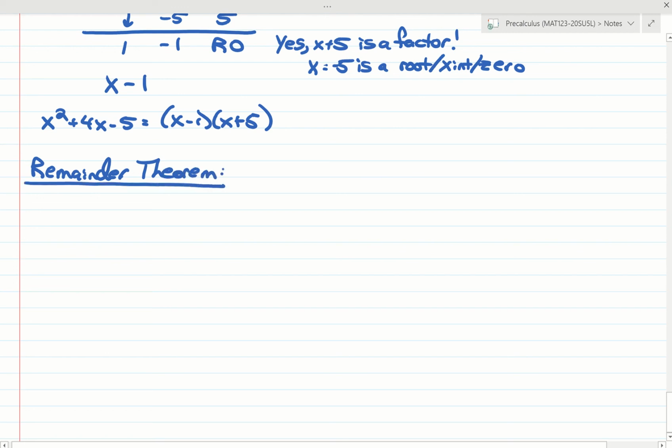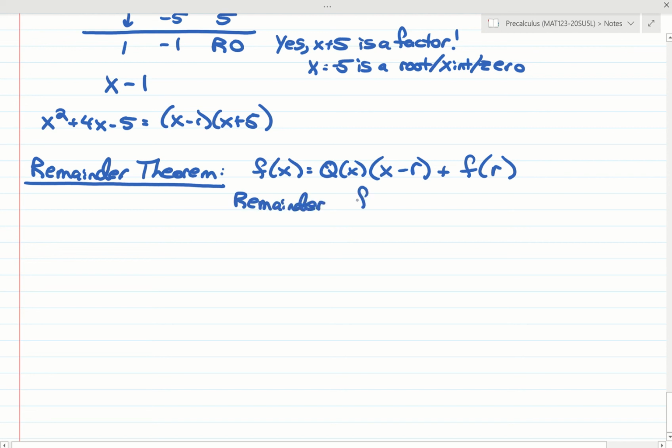The Remainder Theorem says that, remember we had f of x is equal to our quotient times the divisor plus the remainder. And what the Remainder Theorem says is the remainder, when you do f of x divided by x minus r, is just equal to f of r. And that's really important. That's going to save us a lot of time.